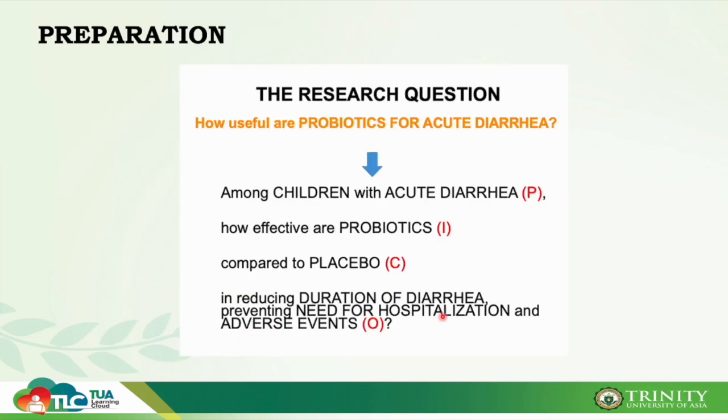During preparation, sabi natin, kailangan natin i-identify ang ating mga variables. What are those variables? Meron tayong PICO: population, intervention, control, and outcome. So, anong ibig sabihin nun? Dito, what is the population sa kanyang research question na how useful are probiotics for acute diarrhea? Ang population ay children daw. Children with acute diarrhea. Ano yung intervention? Ano yung in-administer in hopes of treating or managing acute diarrhea?